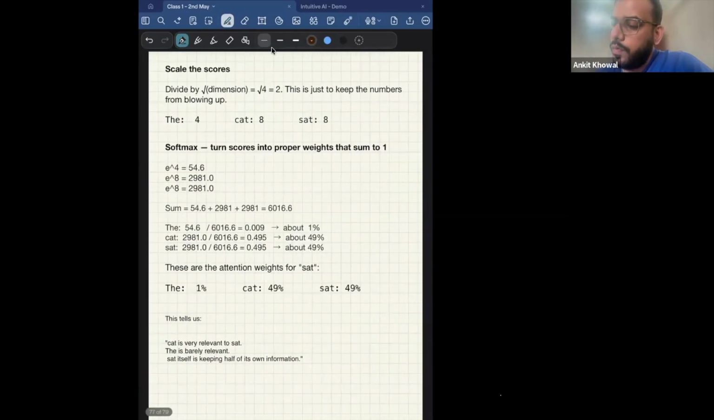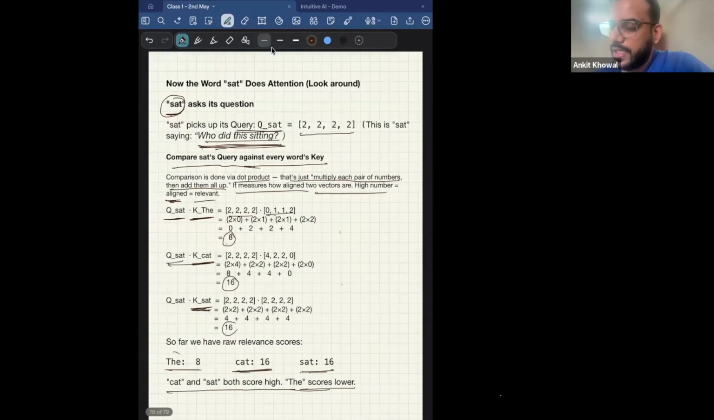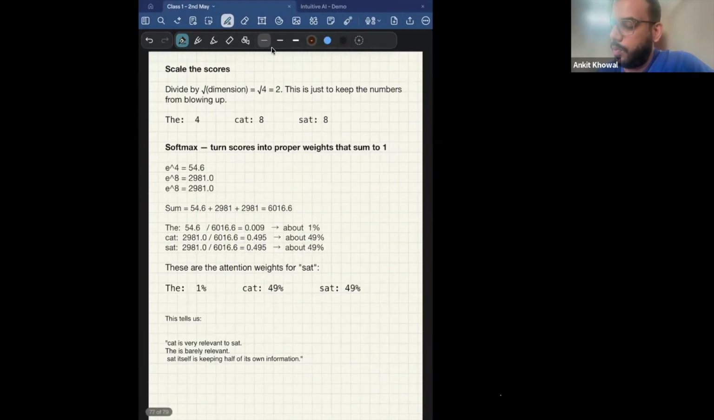Now, after this, did I get my answer? Can the vector of SAT get enhanced? Because I multiplied it with the key vectors of the, cat and SAT, and I see that cat's relevance is higher. So I am now getting the answer that the cat is maybe sitting. Okay, so we got the relevance score. Now we do some more mathematical operations.